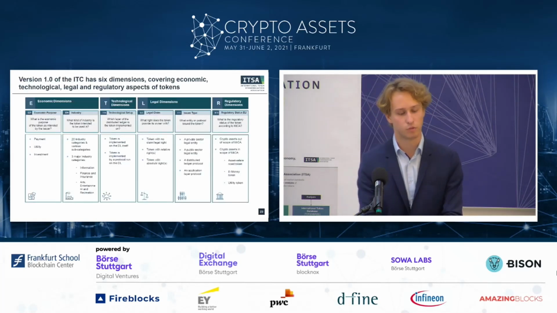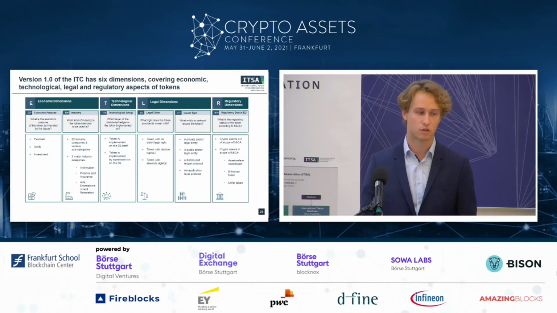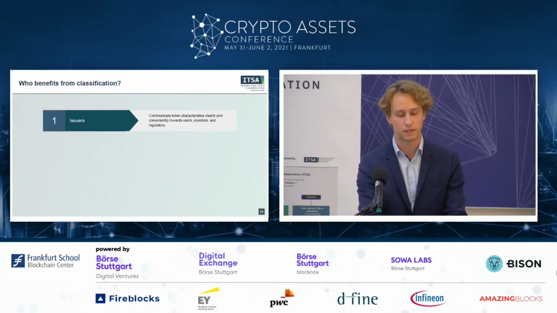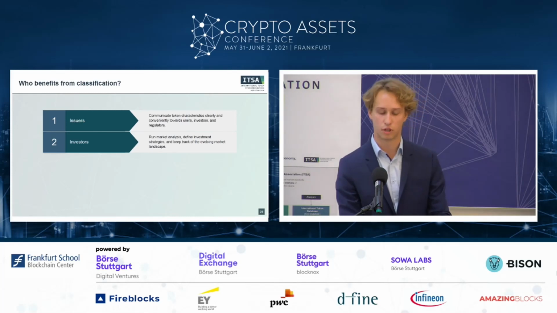So this is a quick overview of what the whole thing looks like: economic, technological, legal, regulatory dimension. And we really think that when you classify tokens according to this, there's a positive impact on the entire market and on all of the market participants. Specifically for issuers, they can use the ITC to communicate token characteristics very clearly, very conveniently towards their users, towards investors and regulators. For investors, it's important they can use it to run market analysis.